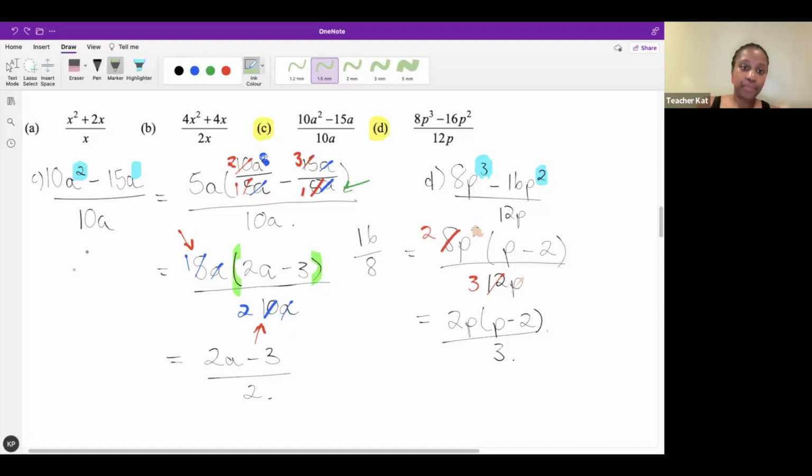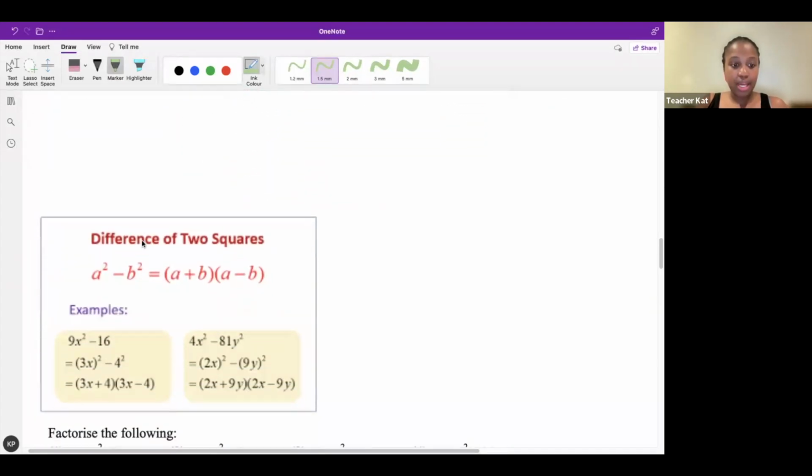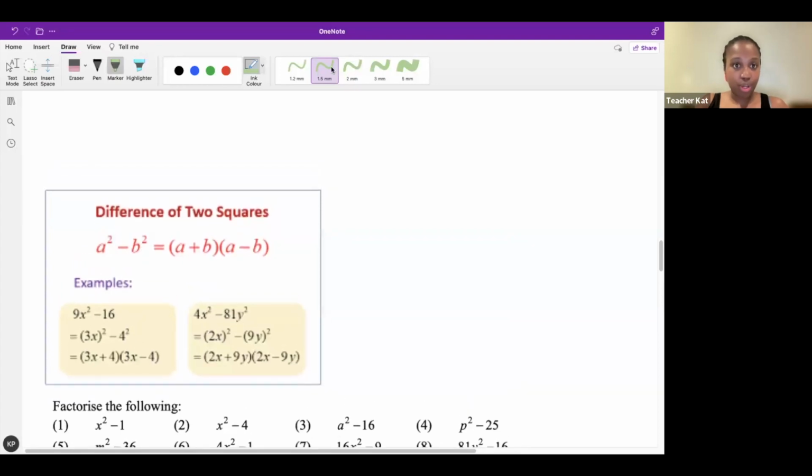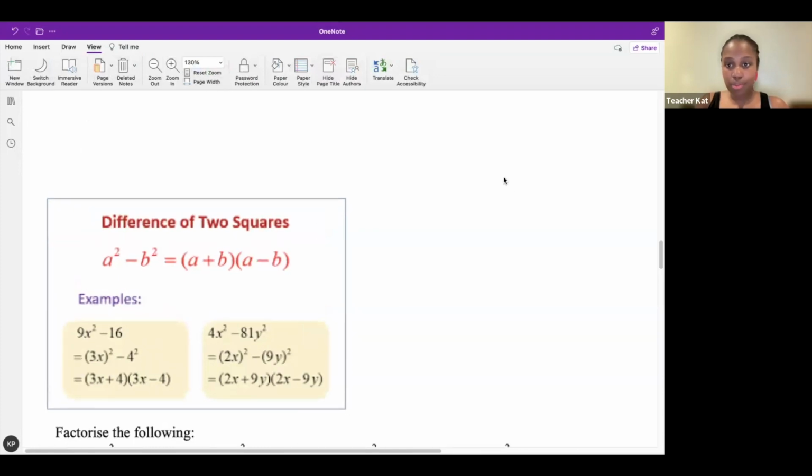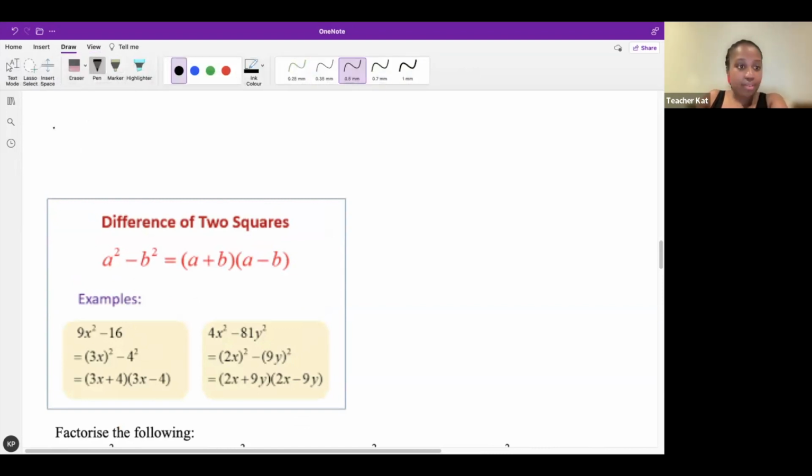Okay. Now let's move on to the second part of this. The difference of two squares. Let's start with vocabulary. What does a difference mean? Mathematically, if I say difference, which operation am I working with? Let's have a quick revision. There's a sum, product, difference, and quotient.